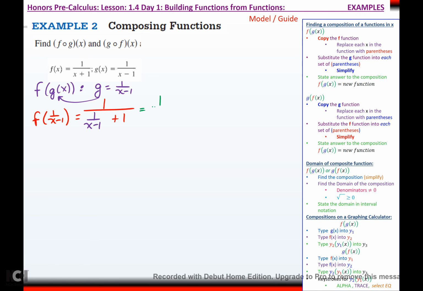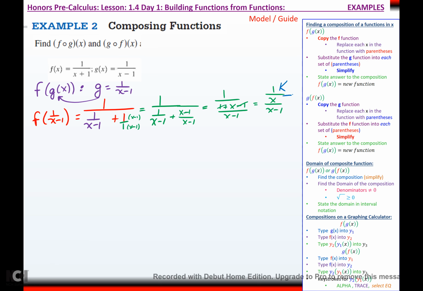Well, on top, there's nothing to do. On bottom, I need a common denominator, which is going to be x minus 1. So multiply the top and the bottom by x minus 1, and I get plus x minus 1 over x minus 1. That gives me 1 over, on top, 1 plus x minus 1 over x minus 1. That's 1 over, those ones cancel, x over x minus 1.